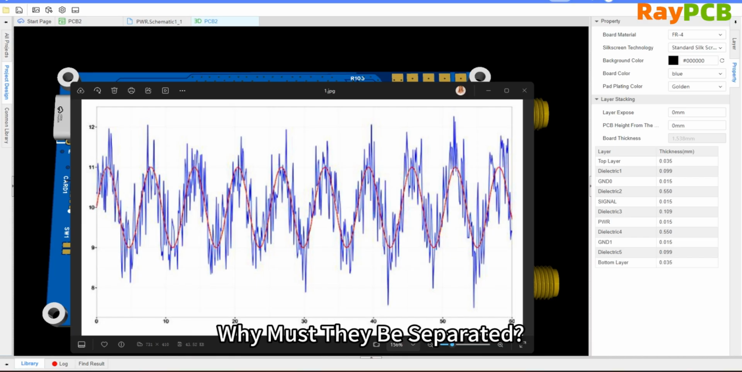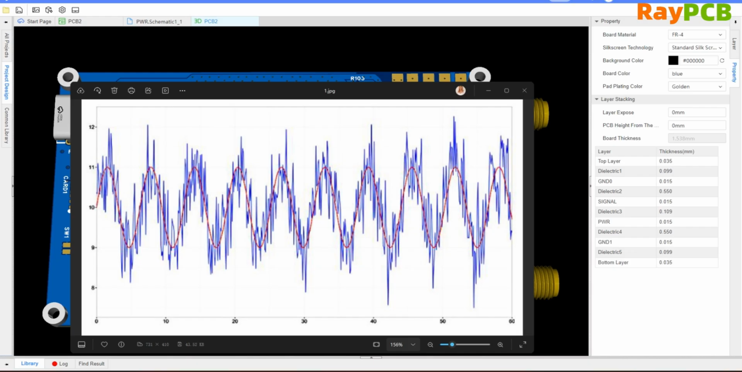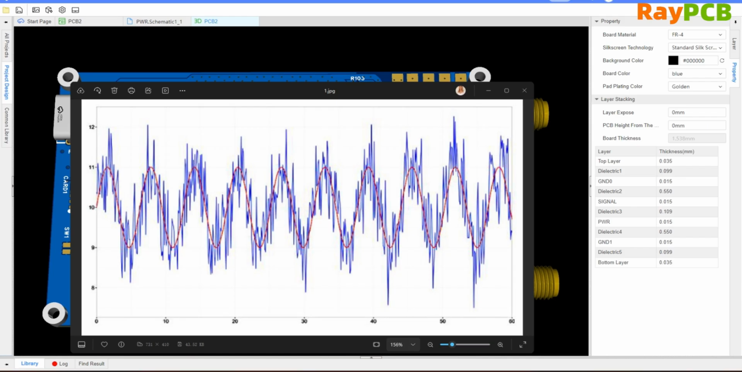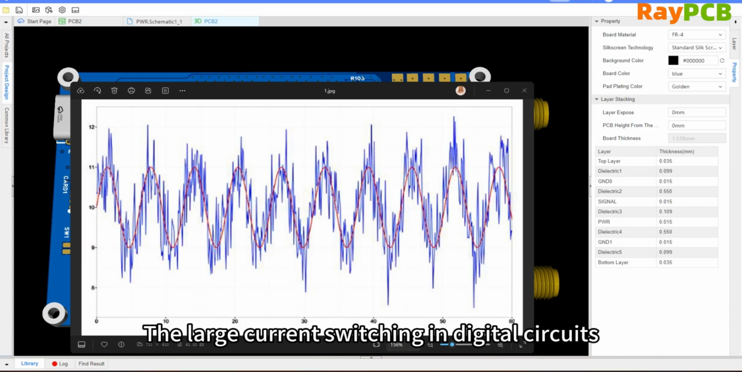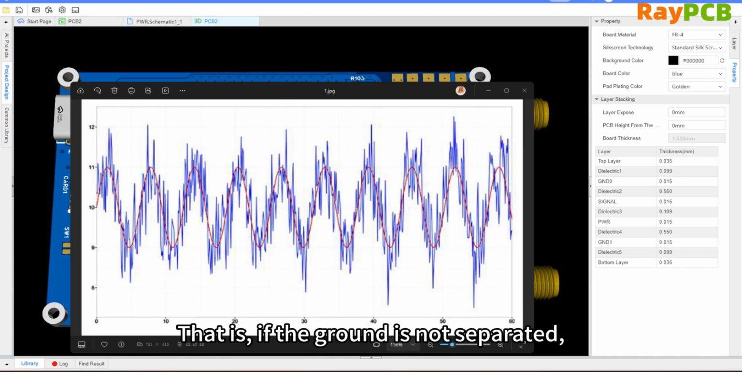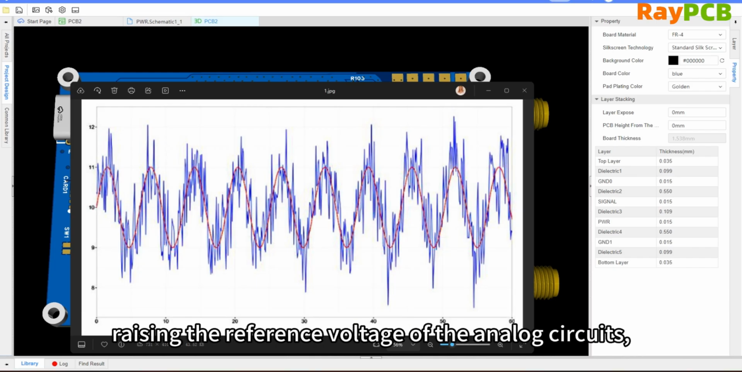Why must analog and digital circuits be separate? This is why in mixed signal PCBs, we often need to separate analog and digital grounds. The main reason for this separation is to isolate noise. First of all, it's to prevent ground noise from affecting the analog circuit. The large current switching in digital circuits causes instantaneous voltage fluctuations on the digital ground plane, which is known as ground bounce. If the grounds are not separated, this ground noise will directly couple into the analog ground, raising the reference voltage of the analog circuit and causing the analog signal to be lost.